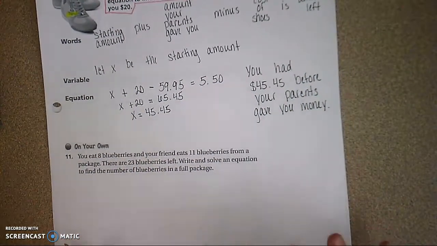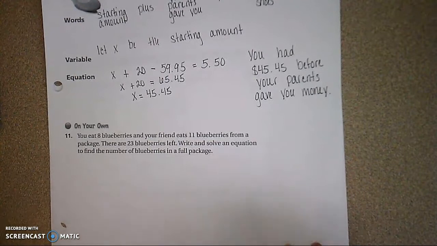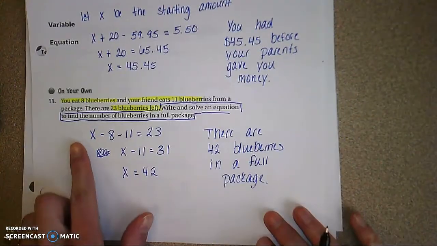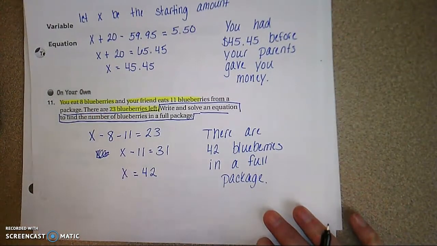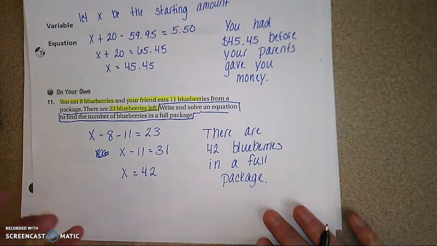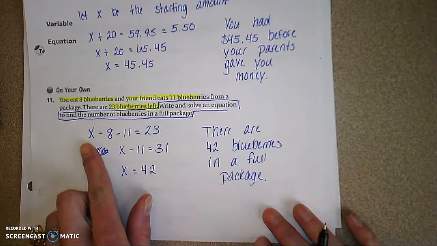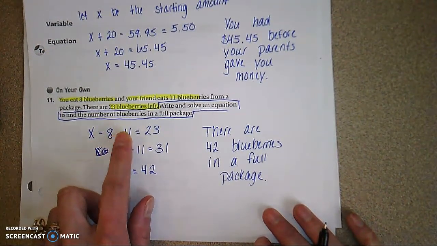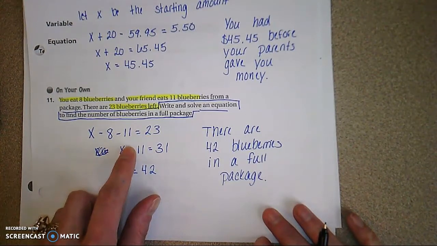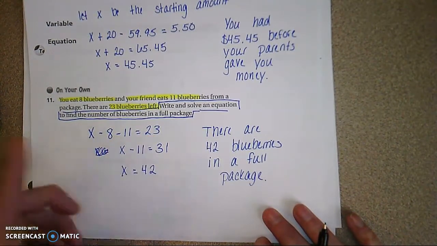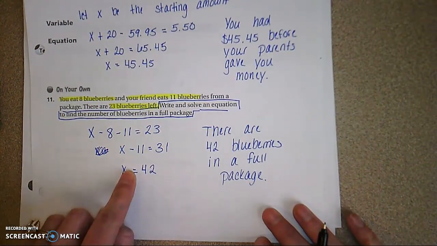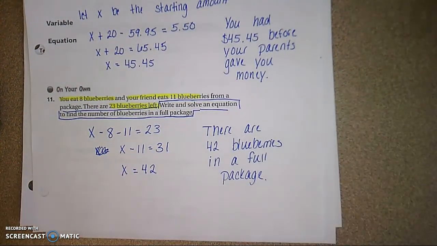Okay, go ahead and pause the video and try the word problem at the bottom. So come up with your equation and then go ahead and solve it. Okay, so if you eat 8 blueberries and your friend eats 11 from a package and there's 23 left, okay, here is the number in the package minus the 8 you ate minus the 11 your friend ate, and you're left with 23. So I added 8 to the other side first. You could start with 11, that does not matter. And then I added the 11, so I'm left with 42. So there are 42 blueberries in a full package.